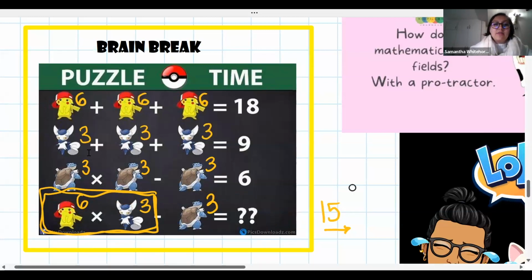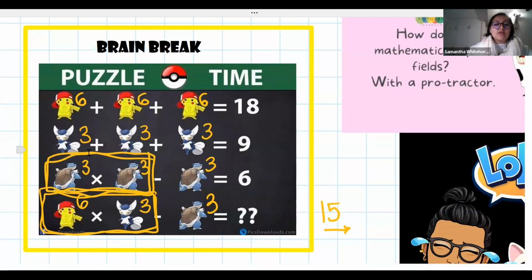All right, so guys, remember BODMAS. So even in the one before, you first had to do the 3 times 3 and then the subtraction. 3 times 3 is 9. 9 minus 3 is 6. So that's why we got each of those, whatever they are, as 3. Right, very nicely done.